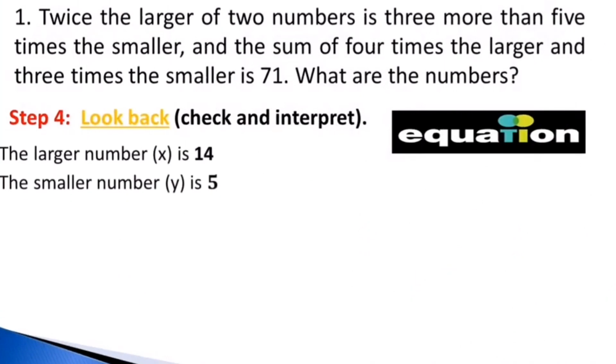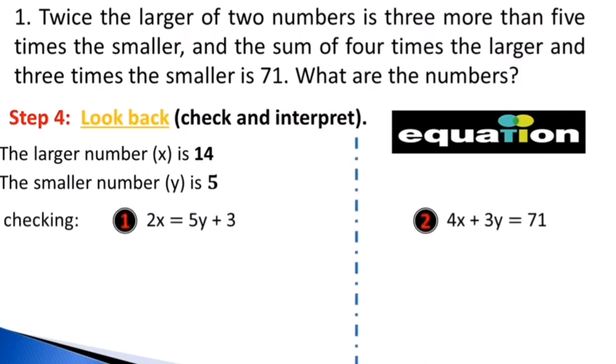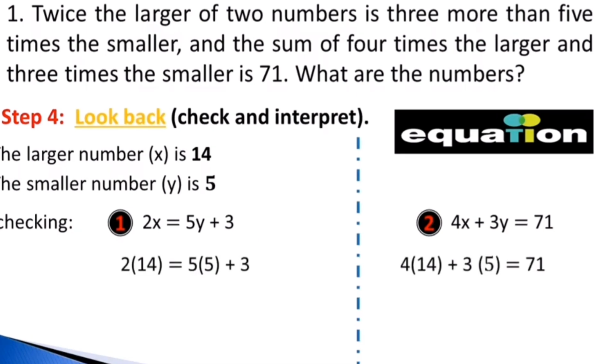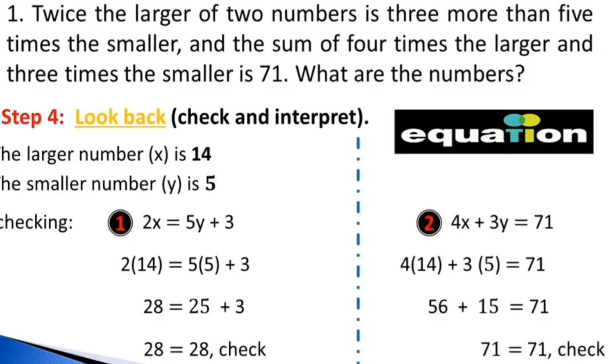We're going to check and interpret whether our answer is right or wrong. So, obviously, we're going to do the checking, and we're going to do it simultaneously. Let us substitute the value of x as 14 and the value of y as 5. So the left side is 2 times 14 is 28, 5 times 5 is 25 plus 3. 4 times 14 is 56 plus 3 times 5 is 15 equals 71. Then right after that, simplify everything and we're able to get the same equals. So meaning to say, the larger number is 14 and the smaller number is 5.